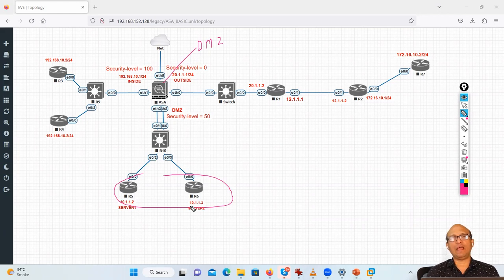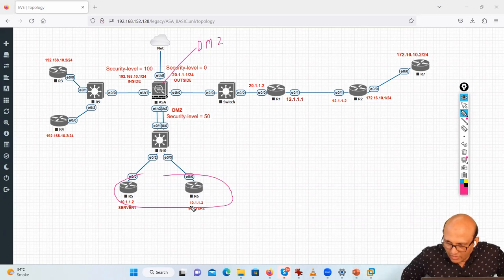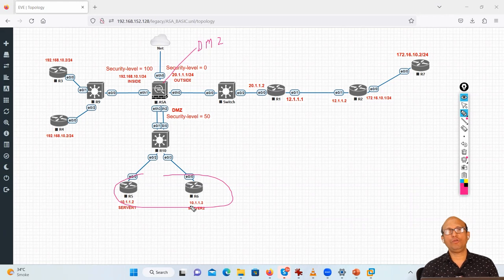So, remember, you will have one inside, you will have one outside, and you can have multiple demilitarized zones where you can keep public server, private server, internal server, anything you can do. Now the good news is, ASA carries multiple physical interfaces. They might have 6, they might have 8. So you can use those interfaces easily for designing this kind of topology.